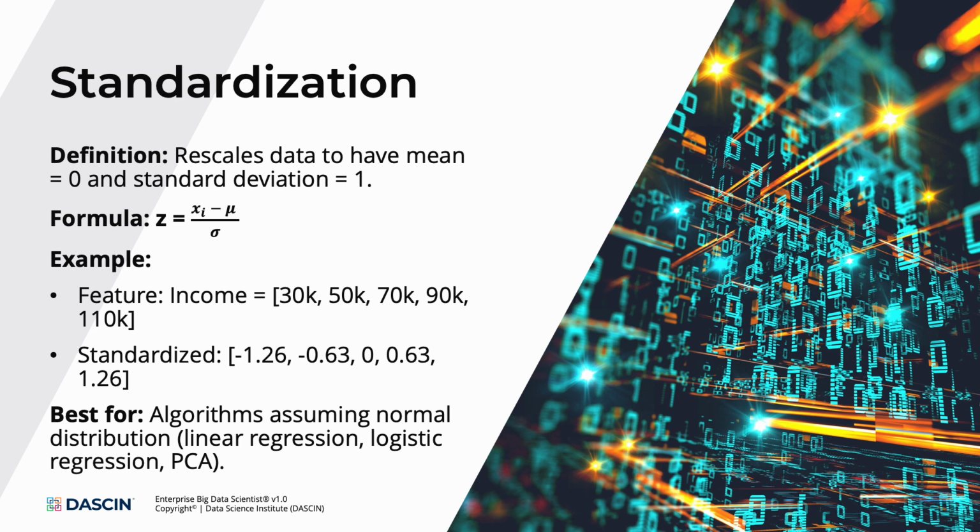Standardization works differently. Instead of compressing into a fixed range, it transforms the data so that the mean is 0 and the standard deviation is 1. The formula subtracts the mean from each value and divides by the standard deviation. For example, if we take incomes of 30,000 to 110,000, the standardized values become negative and positive numbers, centered around 0, such as -1.26, -0.63, 0, 0.63, and 1.26. Standardization is most useful in algorithms that assume a normal distribution of the data, like linear or logistic regression, principal component analysis, or support vector machines.